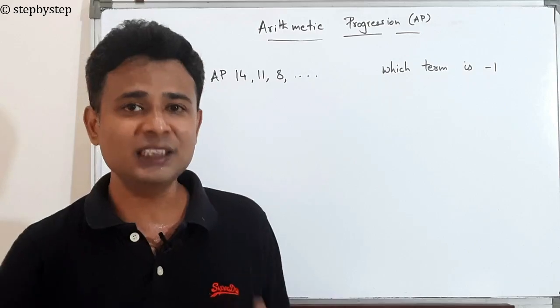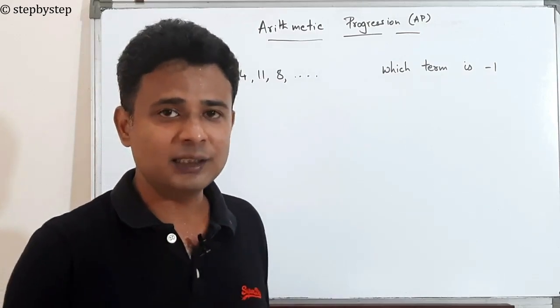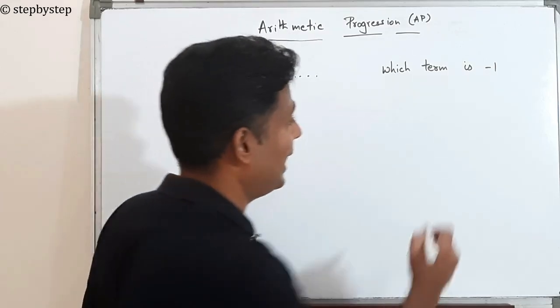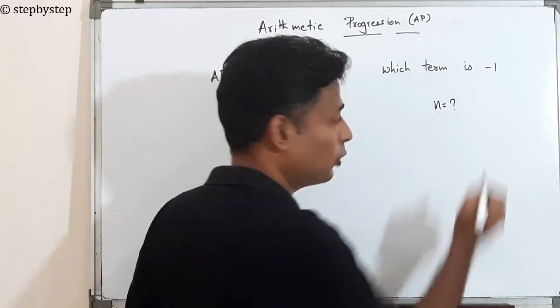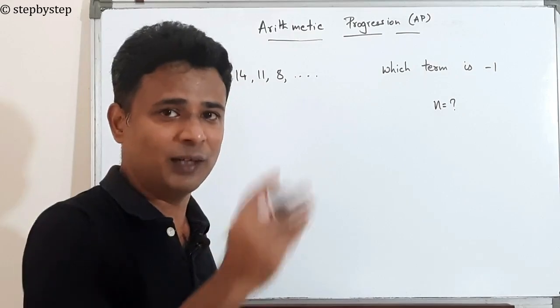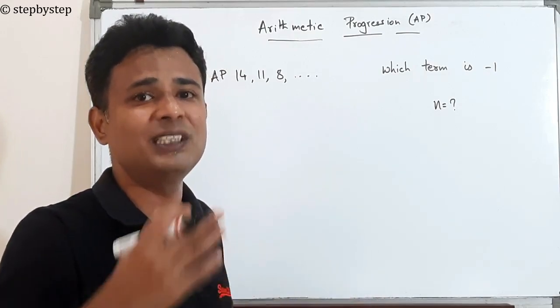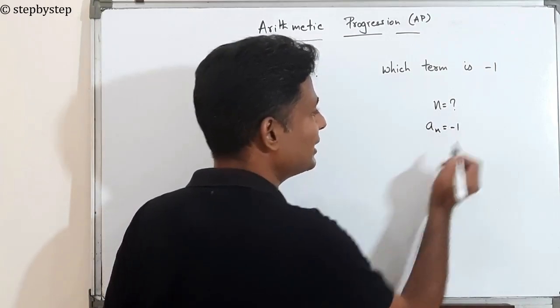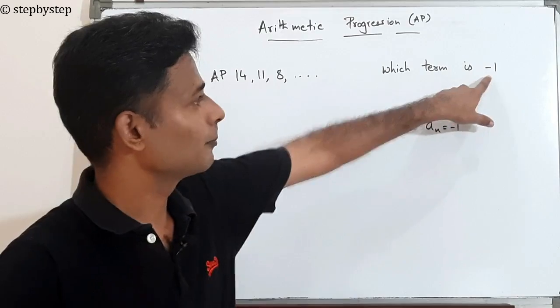When they ask you which term, what does it mean? Is it the first term, second term, third term? Which means they are asking us to find the value of n. That is what we have to find. And which term is minus 1? Which means minus 1 is a term of the AP. They are just asking you which is it? First, second, third. So they have given us A of n, which is minus 1.